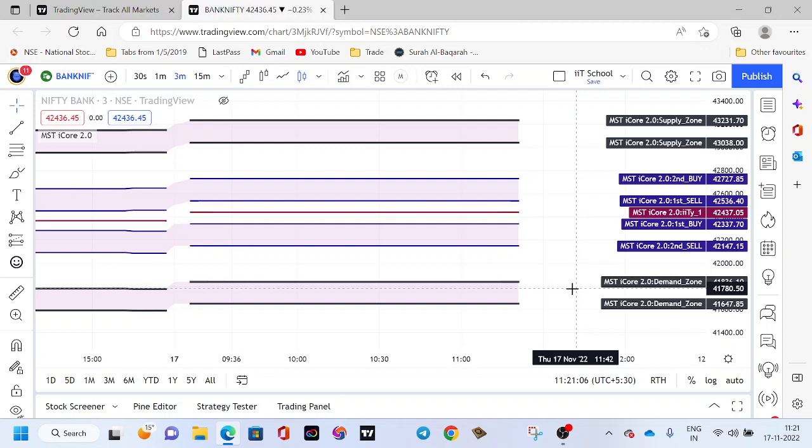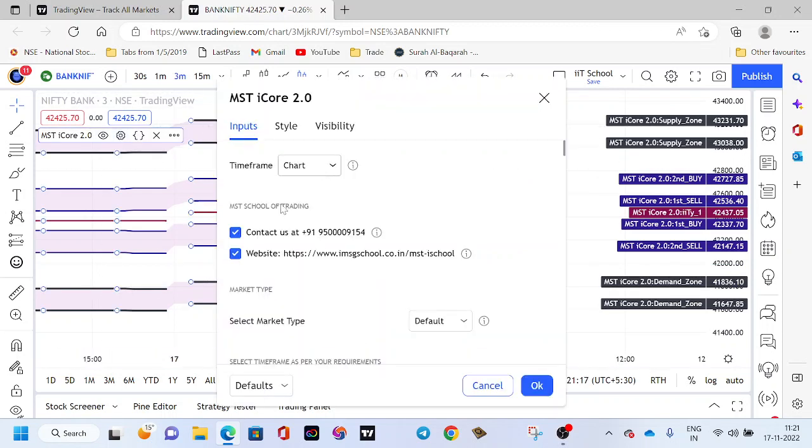So in Nifty you can keep D or 360 based on the movement of the market. And before that, let me explain to you what are the contents available in our indicator. To start with, we have given the time frame, that is the chart.